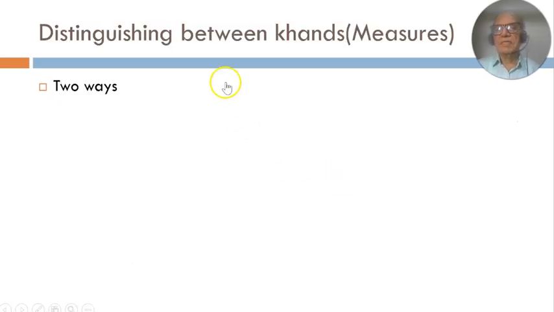So now the next rhythm level that we are trying to do is distinguishing between khands, measures. How do you find out whether it is the first measure, second measure, third measure, fourth measure? In teen tal there are 4 measures. So how do you find out? There are 2 ways of doing it.